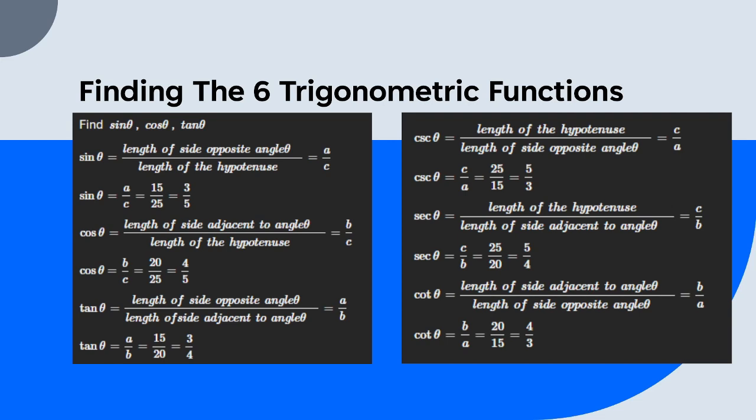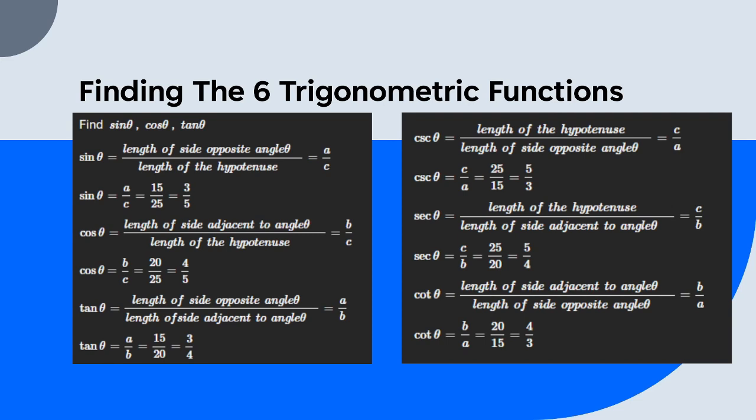Our cosine is the length of the side adjacent to the angle A, theta, over the length of the hypotenuse, equaling b over c. B over c is 20 over 25, equaling 4 over 5. Tan theta is the length of the side opposite angle A over the length of the side adjacent to angle theta. Keep switching up angle A and theta, same thing. Equals a over b. A over b is going to equal 15 over 20, which equals 3 over 4.